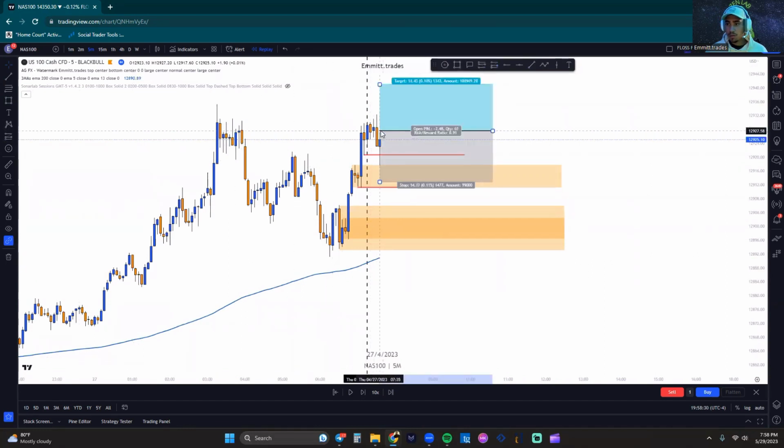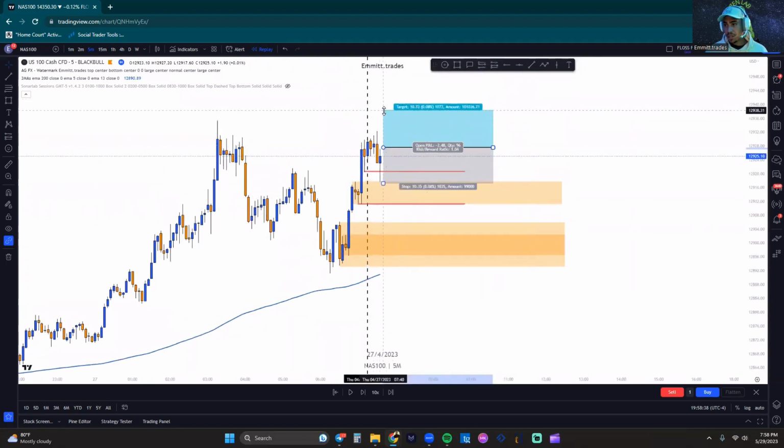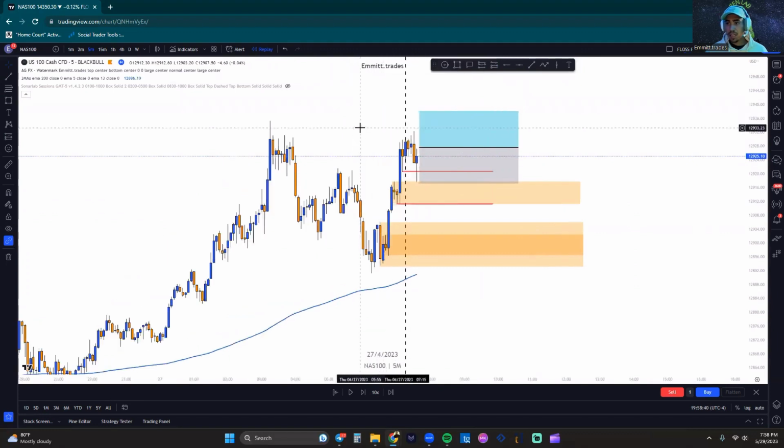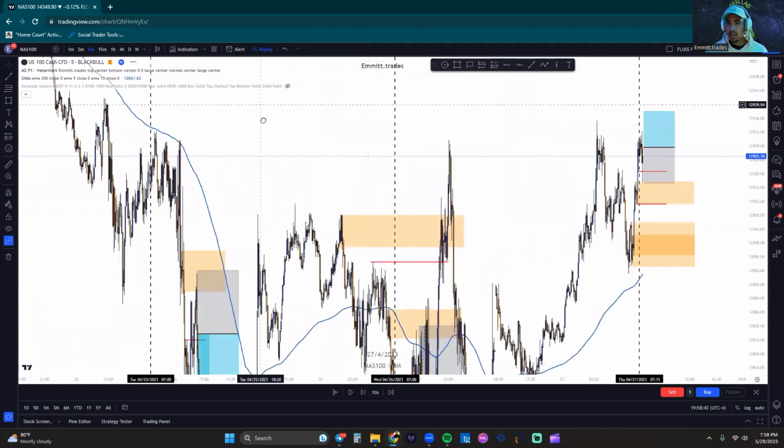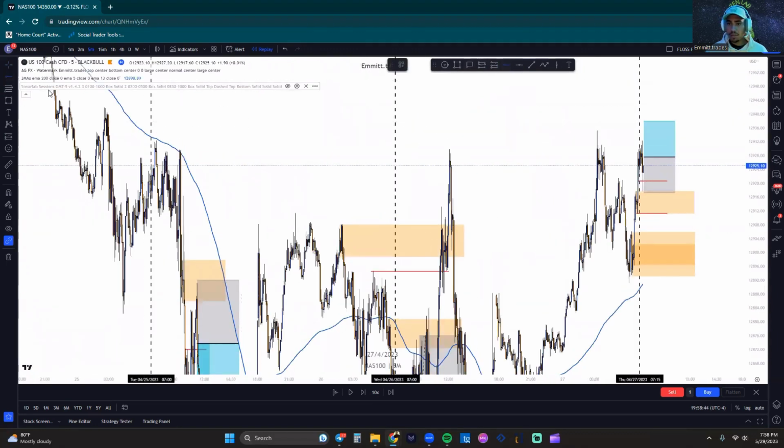Okay, same principle. We're waiting for the previous high of the initial candle that tapped into the zone to be broken, and then we enter the trade. As soon as we hit a 1-to-1, we put our stops at breakeven, and then we're chasing the next high, which is going to be this one right here.